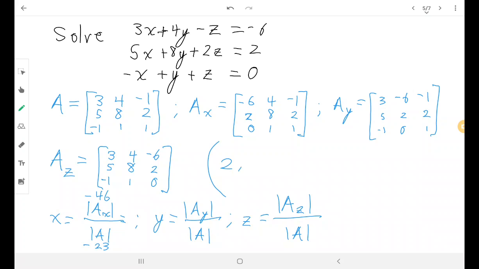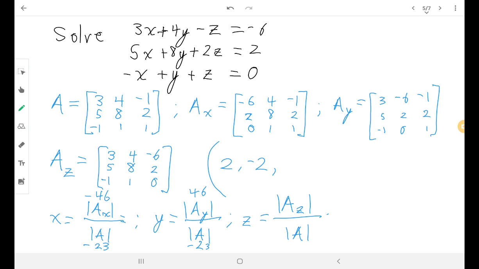And then I'll put in A sub y for my matrix B now. So that will be 3, -6, -1, 5, 2, 2, -1, 0, 1. And let's see, that's +46 over -23, so that's -2.